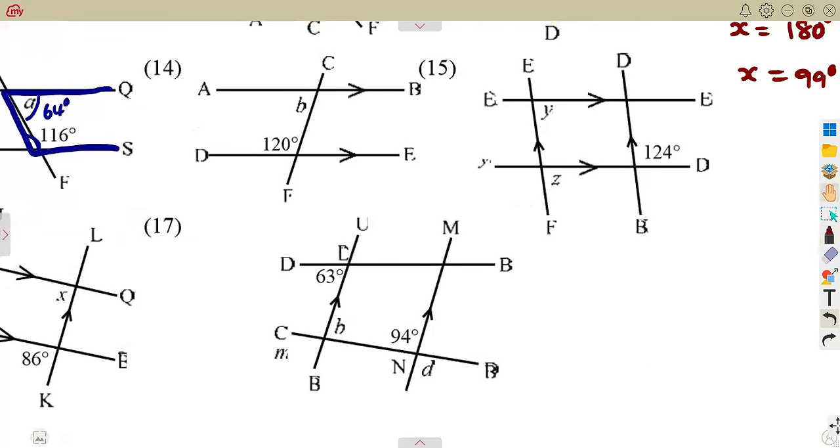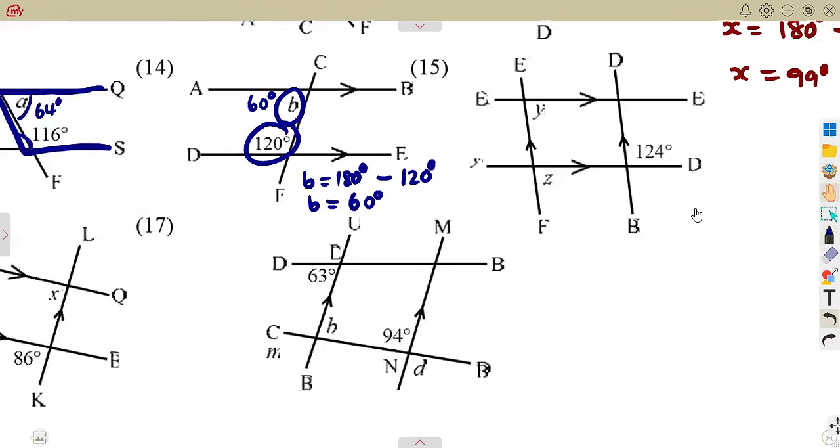We are talking of co-interior angles, and we know that co-interior angles are supplementary. Same concept on question number 14 that is happening here. We can see that B and 120 degrees, again, we are forming that C here. So those are co-interior angles. So to find B, we're simply going to subtract 120 degrees from 180. So B is 180 minus 120, which is 60 degrees. So this angle will be 60 degrees.